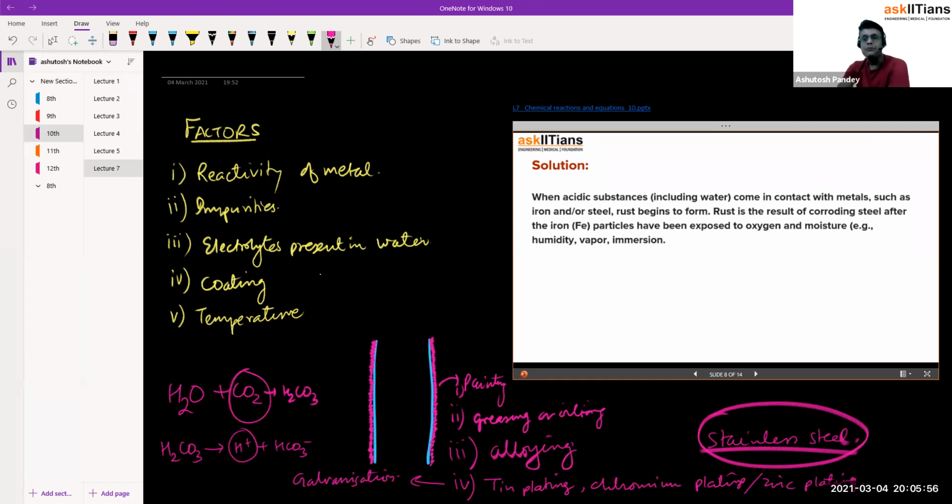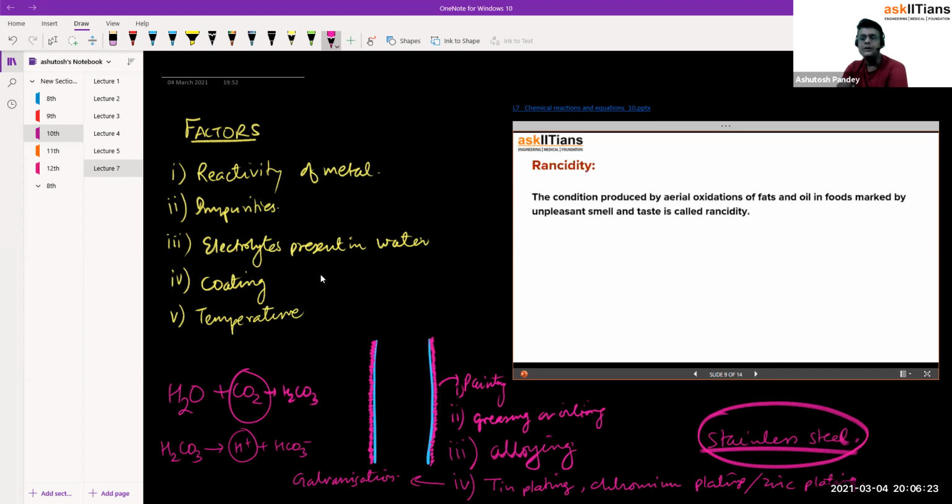So when acidic substances including water come in contact with metals, such as iron or steel, rust begins to form. Rust is the result of corroding steel after the iron particles have been exposed to oxygen and moisture. Both oxygen and moisture are required for rust to occur.